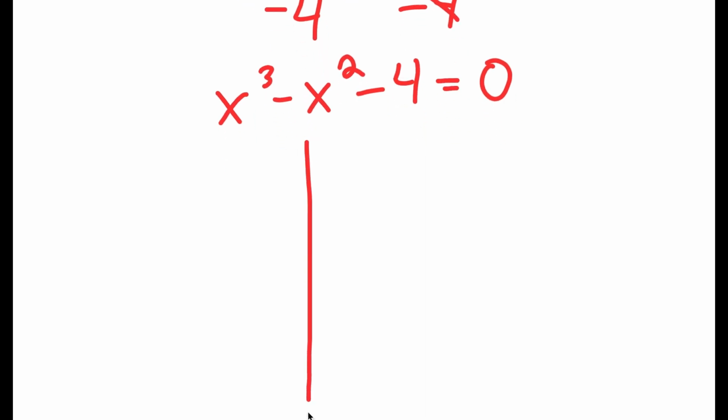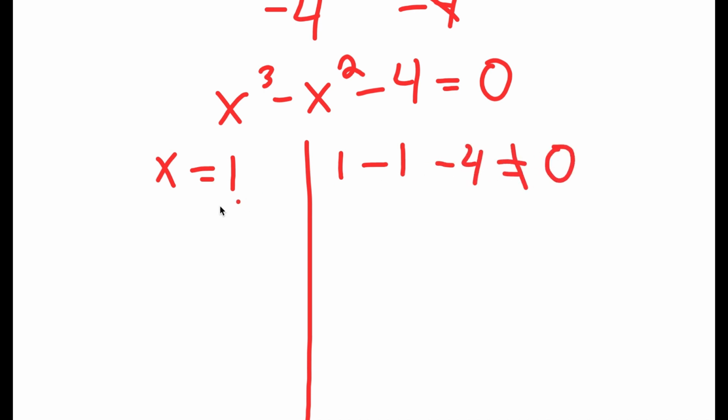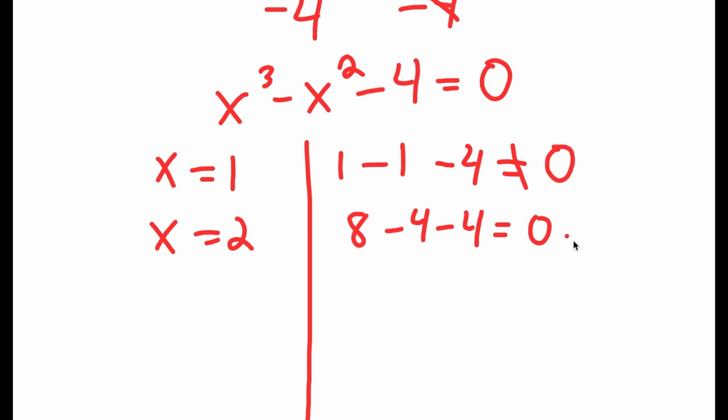So to do that, to find the first solution, we need to just start by plugging in numbers. So if I plug in x equals 1, I get 1 minus 1 minus 4, and this does not equal 0, so this is wrong. Now if I plug in x equals 2, I get 8 minus 4 minus 4, and this does equal 0. So x equals 2 is a solution.